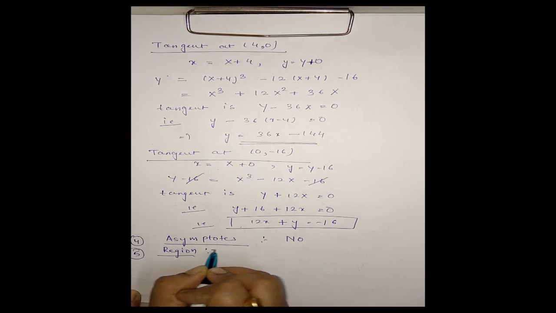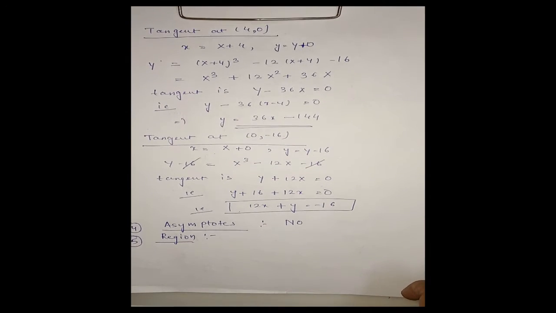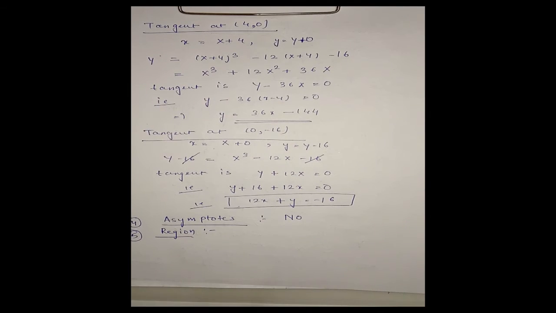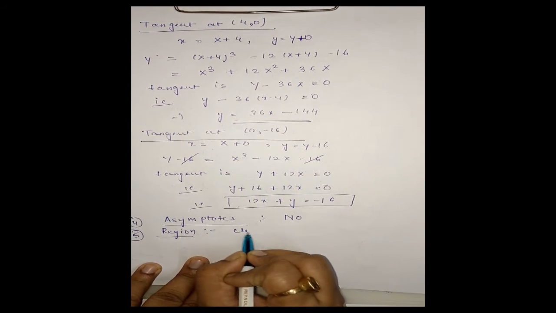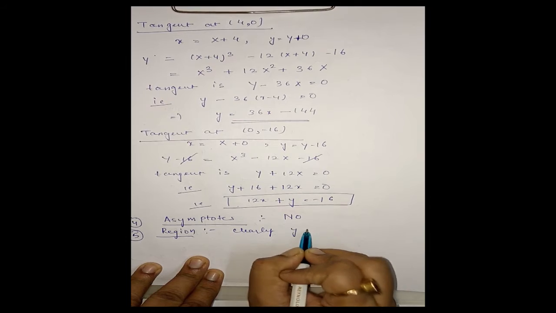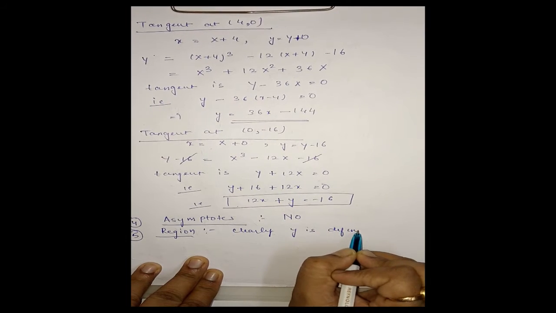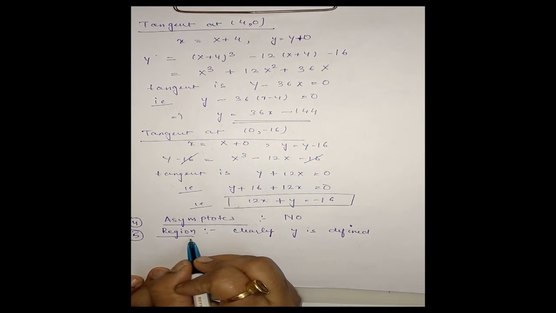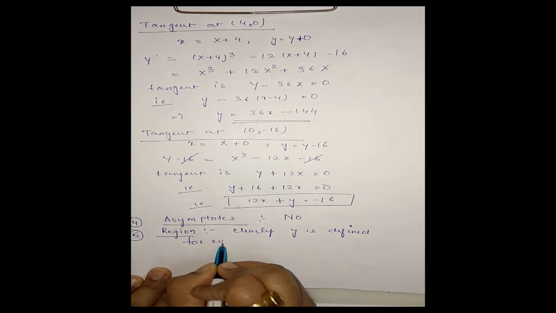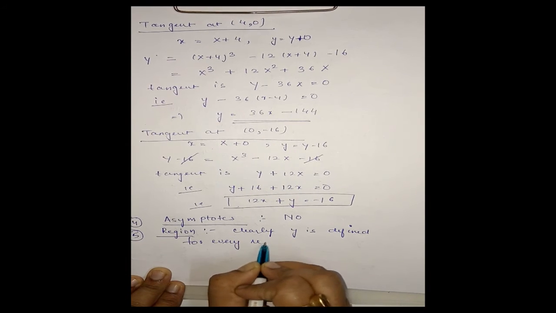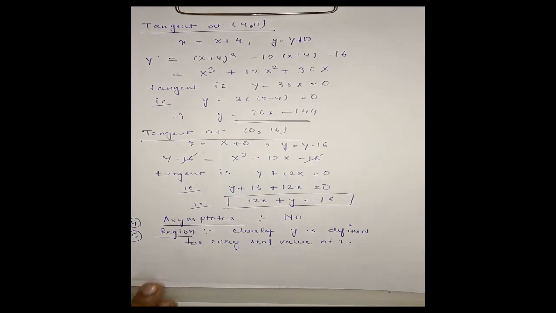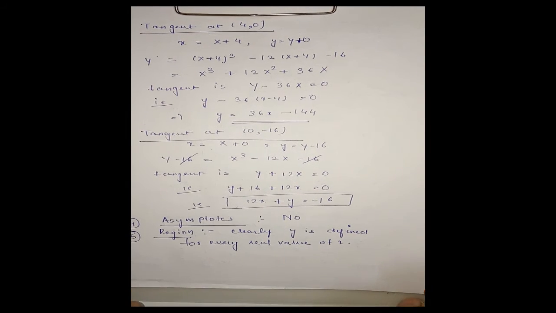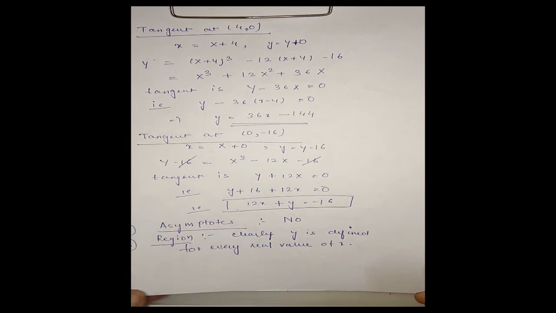The fifth point is we have to find the region. In the fifth step, we have to find the region. Now clearly y is defined for every real value of x. So no condition on the region. Everywhere y is defined.